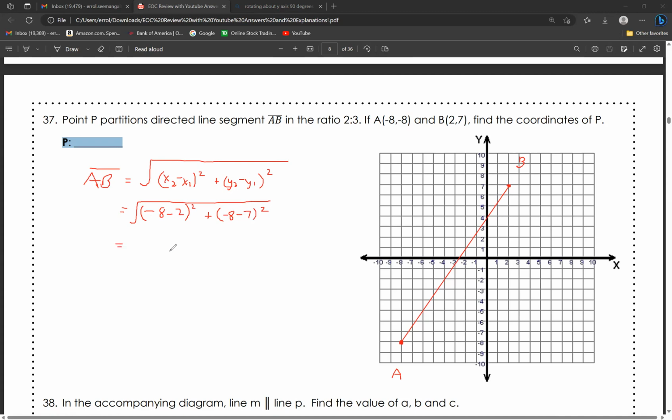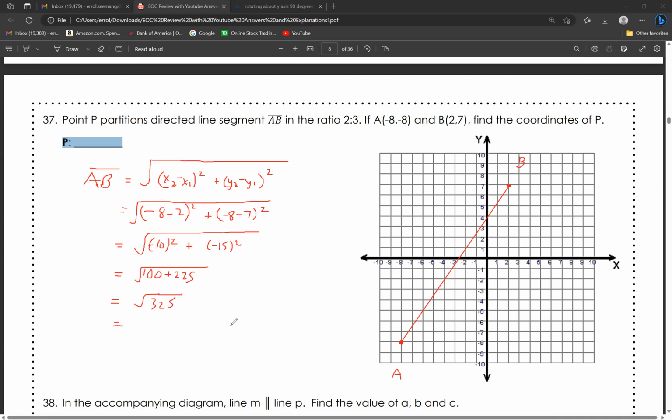So you just find the difference between the x's, and then the difference between the y's, and then square, and then take the root. Yep. So this is -10 squared plus -15 squared. What is that? That's 100 plus 225, which is 325. You're right. What's the root of 325?